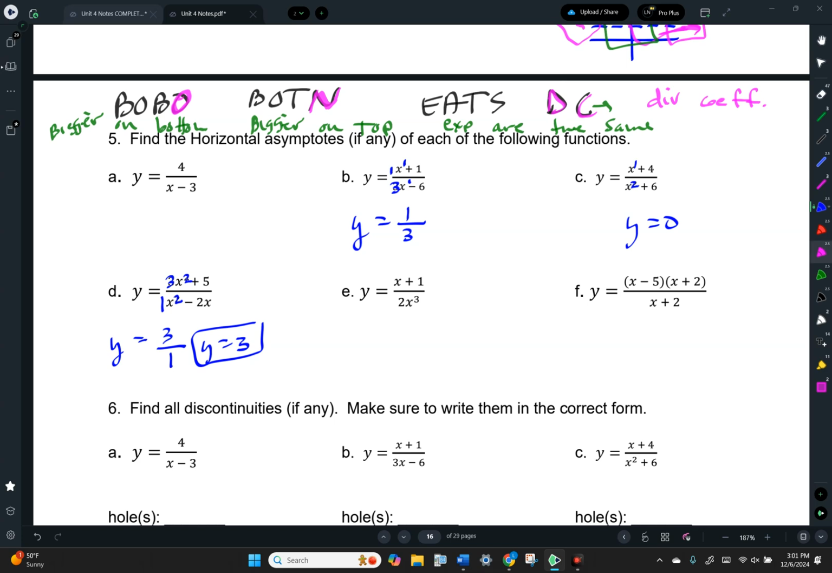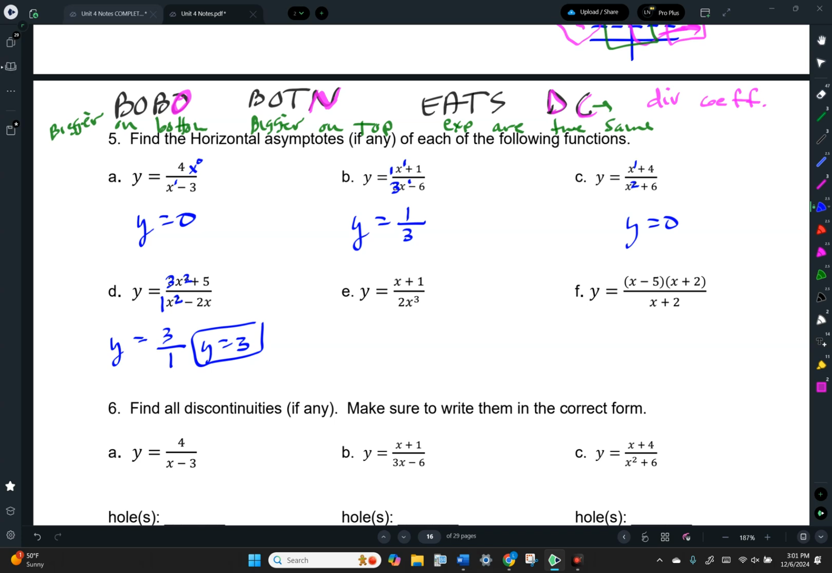Okay, I want to go back to letter A. The reason I skipped it at first is because it's easy to tell on letter A that the degree of the bottom is 1, but what's the degree of the top? Well, if there are no x's, it's kind of like saying you have an x to the 0. So the degree of the top is 0. So this is a scenario where it's bigger on bottom. So bigger on bottom, remember, is y equals 0.